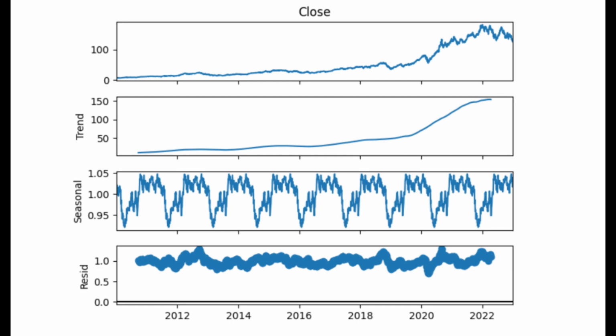And finally, the residuals. This part shows us the noise or randomness that's not explained by the trend or seasonality. Sometimes these are market overreactions or unexpected news events. Keeping an eye on these can help you spot anomalies that others might miss.